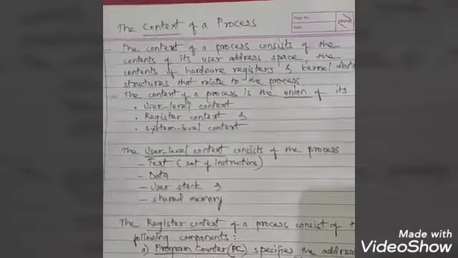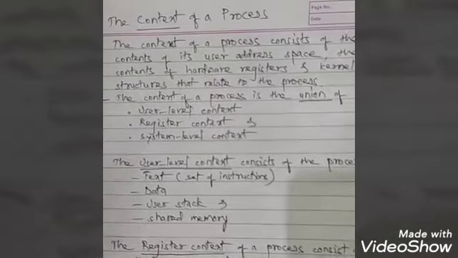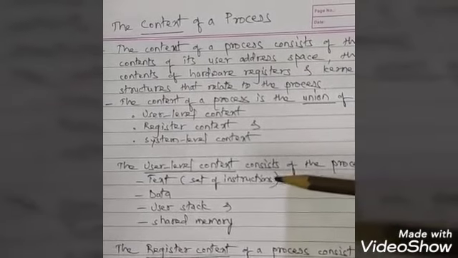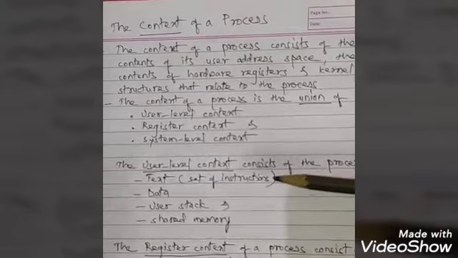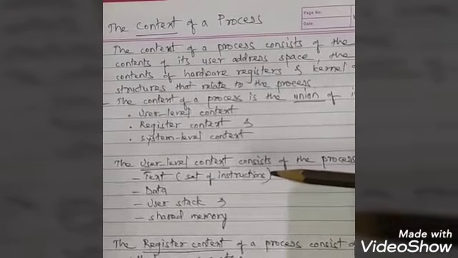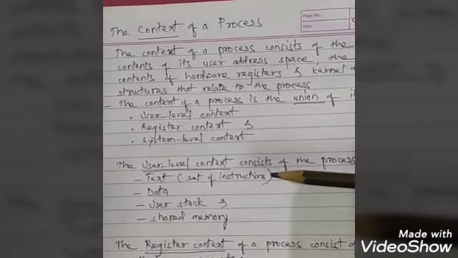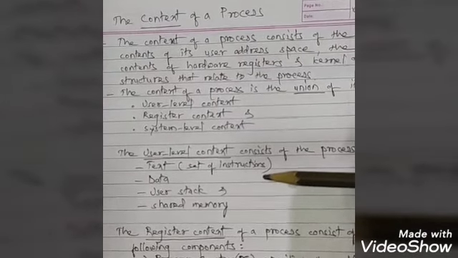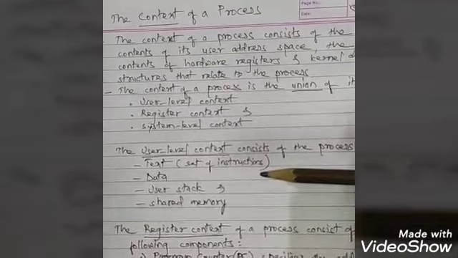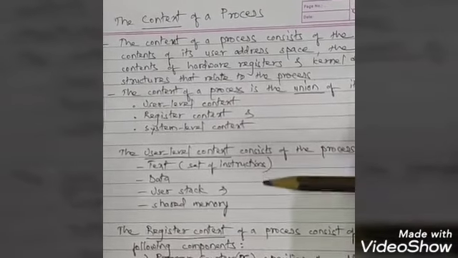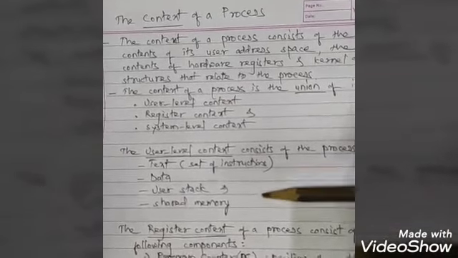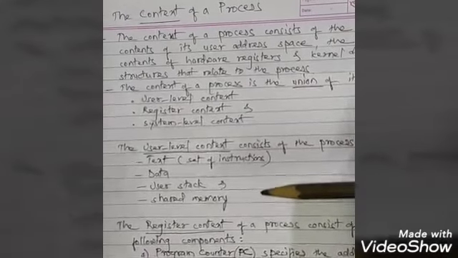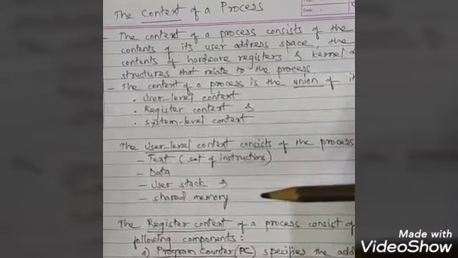The user level context consists of the process text, the set of instructions. The text of the process is nothing but the set of instructions or the program code. The second part is the data. The data of the process may be the local variable, global variable, then the user stack and the shared memory. All this consists of the user level context.